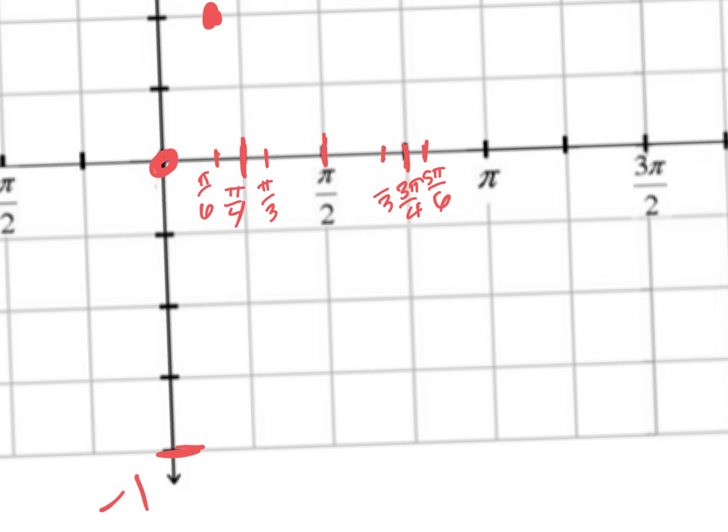These are just the angles from the unit circle, bub. Right, but how is 2 pi over 3 smaller than 3 pi over 4? How is 2/3 smaller? 2/3 is smaller than 3/4.